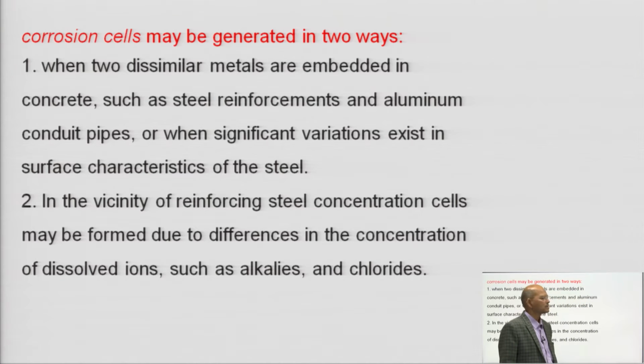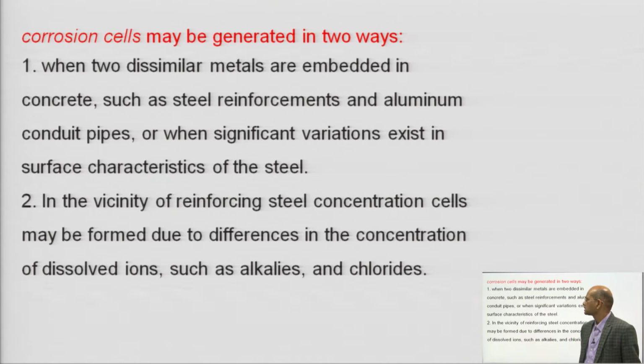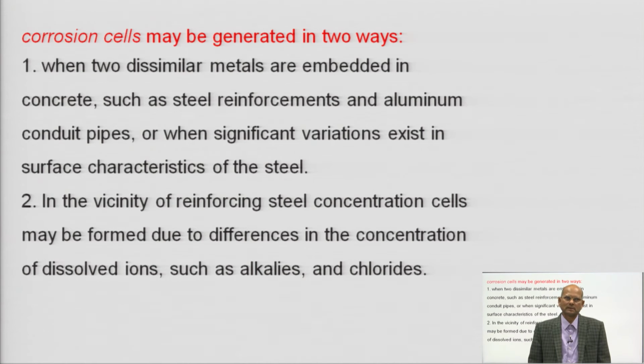Now, the corrosion cell. How is a corrosion cell going to generate in a reinforced cement concrete structure? There are two ways. One is when two dissimilar metals, say aluminum and steel, exist, due to their potential difference that may cause corrosion in the reinforced concrete structure. Secondly, in the vicinity of reinforcing steel, a concentration cell may be formed due to a difference in the concentration of dissolved ions such as alkalis and chlorides. That may initiate the corrosion cell, and those corrosion cells will cause corrosion in the structure.